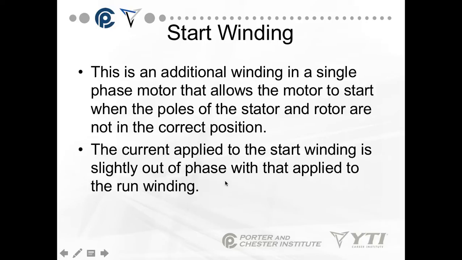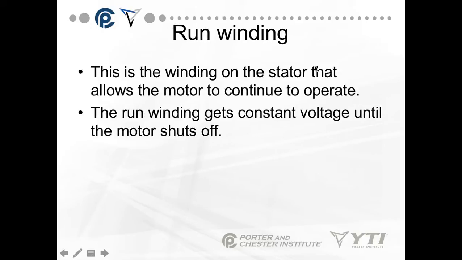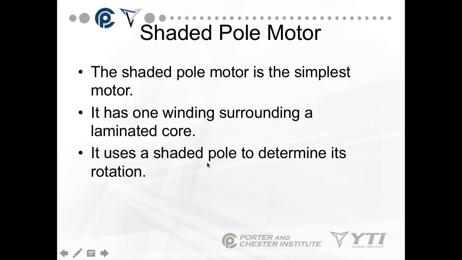So by being out of phase, I may now all of a sudden have two north poles in that motor that now has a better chance of pushing that magnet on the rotor into its new position and get the motor to start to turn. The run winding on the stator is the one that allows the motor to continue to operate. The run winding gets constant voltage until the motor is shut off. The start winding does not.